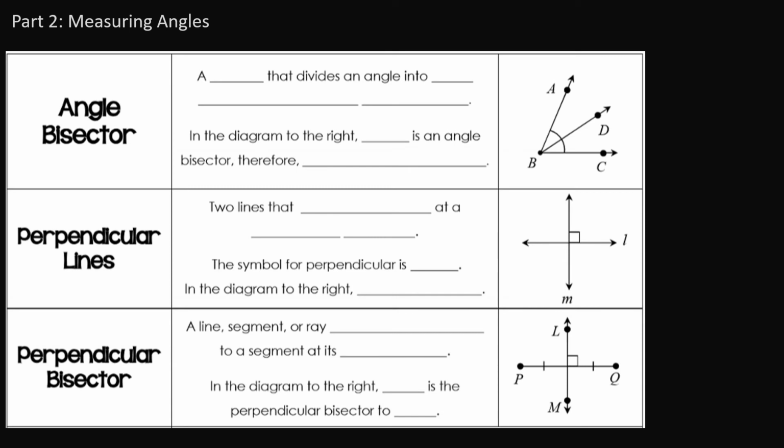All right, now into more measuring angles, things that divide angles. Let's look at angle bisectors, and I'll switch up my color here. Okay, let's talk about angle bisectors first. An angle bisector is a ray, meaning it has an endpoint and then extends out into infinity, that divides an angle into 2 congruent, same measure angles.